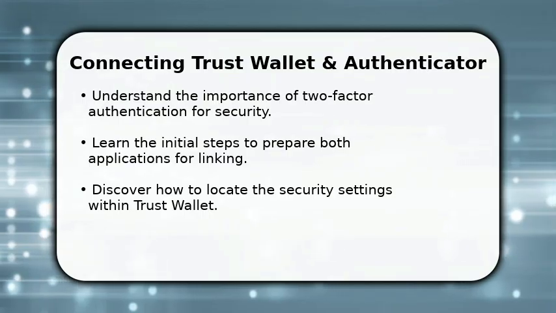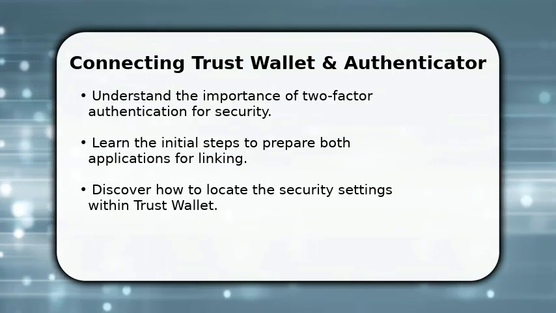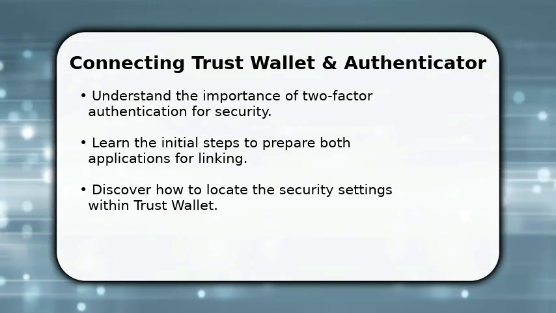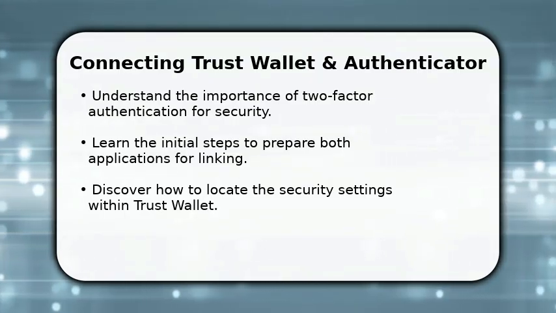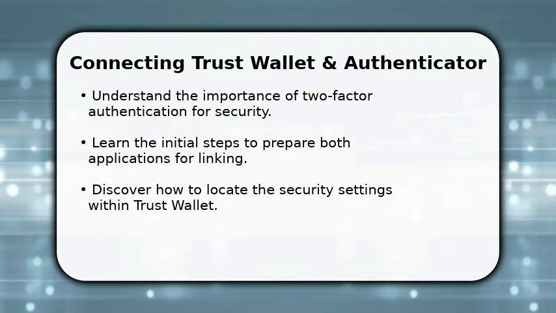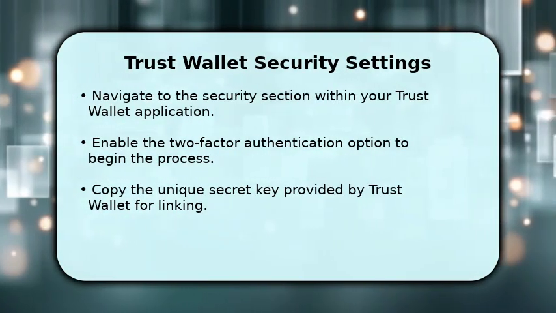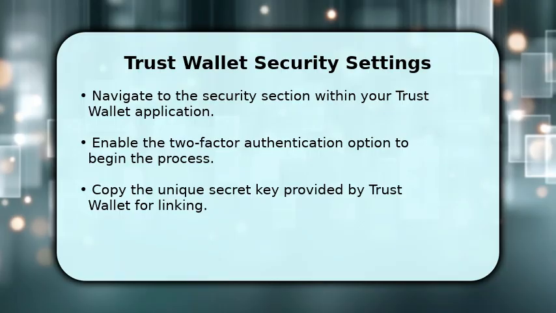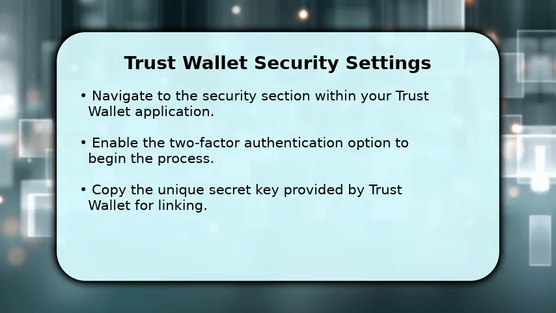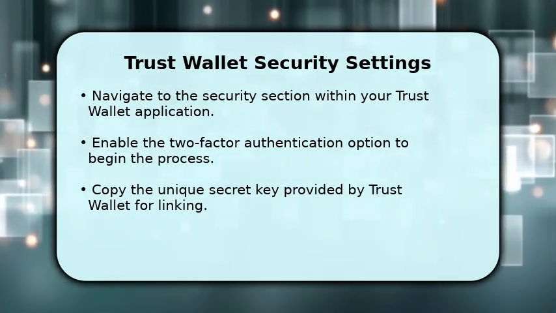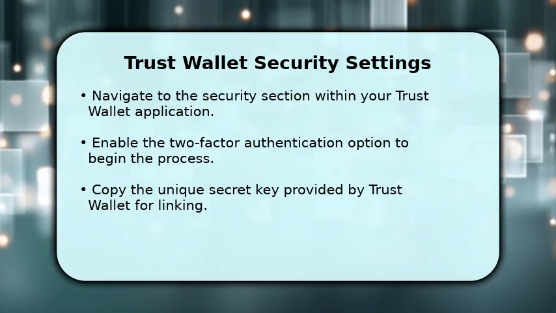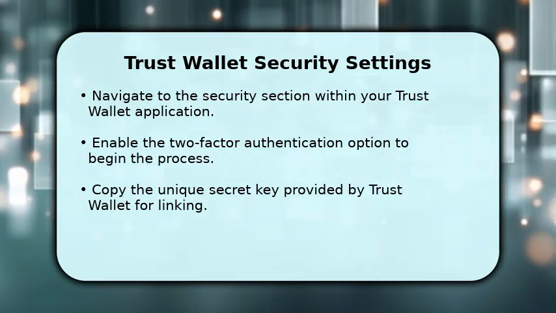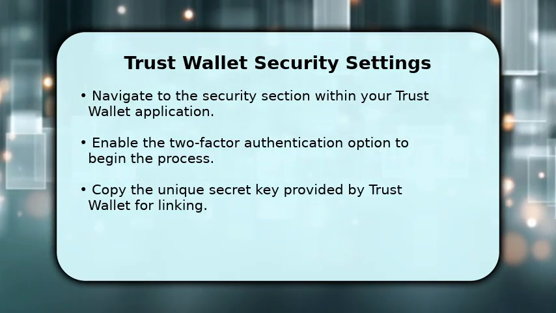We'll start by navigating to your Trust Wallet's security settings to begin the linking process. This initial step is vital for a smooth setup. Once inside Trust Wallet, tap on Settings, then Security, and look for the two-factor authentication option. Enable this feature, and the app will present you with a unique secret key. It's crucial to copy this key accurately.